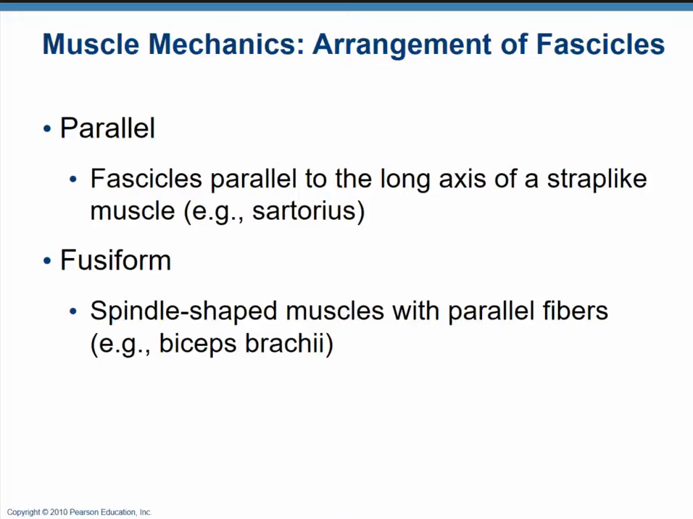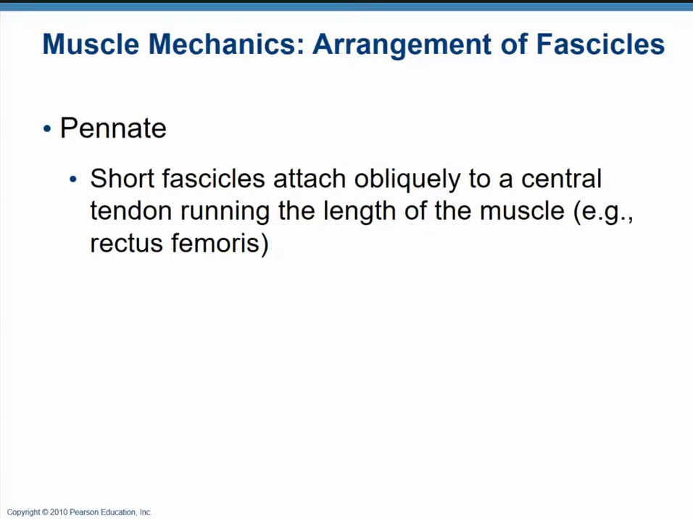If we want more strength, we need more fascicles. So they end up being fat in the middle. So these are fusiform. So they're kind of tapered at both ends. The biceps brachii falls into this category. Some muscles have a central tendon, and the fascicles are all short and they attach obliquely, and they look like a feather. Pennate means feather. So you can have pennate on one side, which would be unipennate, and pennate on both sides, which would be bipennate. Or you can even have multipennate.